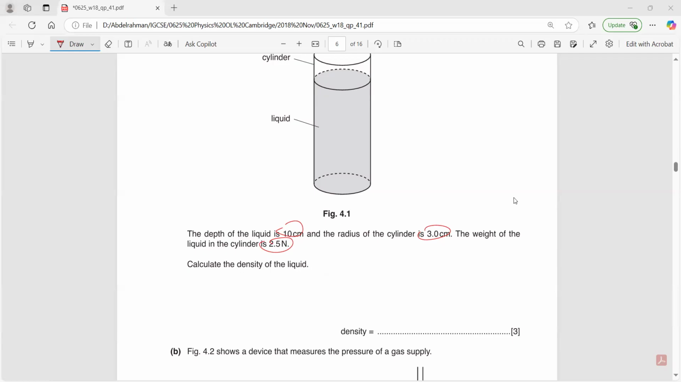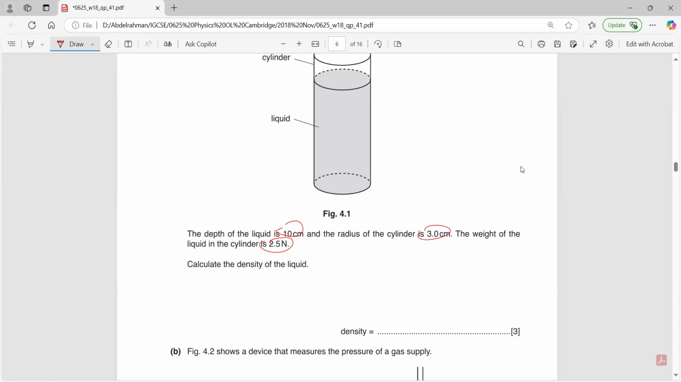Density equals mass over volume. You can find it either way: the mass in kilograms and the volume in meters cubed, or the mass in grams and the volume in centimeters cubed. Don't find, for example, the mass in kilograms and the volume in centimeters cubed. That would be incorrect.